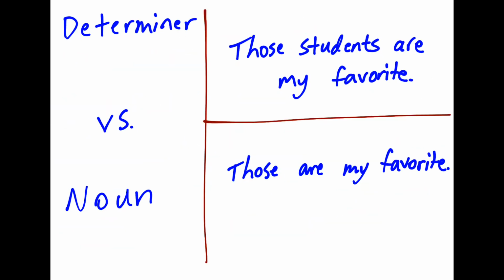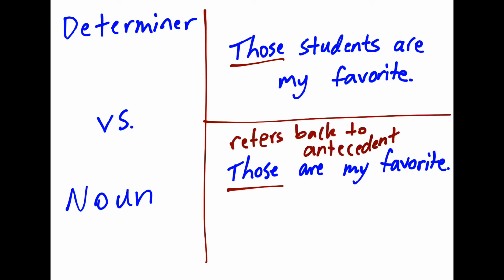So let's compare some determiners versus nouns. Same word, different functions. Those here is used to refer to students and tell which students we're talking about. The ones that are over there, those students. And in this case, the word those is actually functioning like the subject. So this first example just clarifies which students we're talking about, whereas the second probably refers back to a noun in a previous sentence. Like maybe you were talking about candy bars, and you mentioned Snickers, and you said, oh, those are my favorite. So that is a classic pronoun in that it refers back to an antecedent.